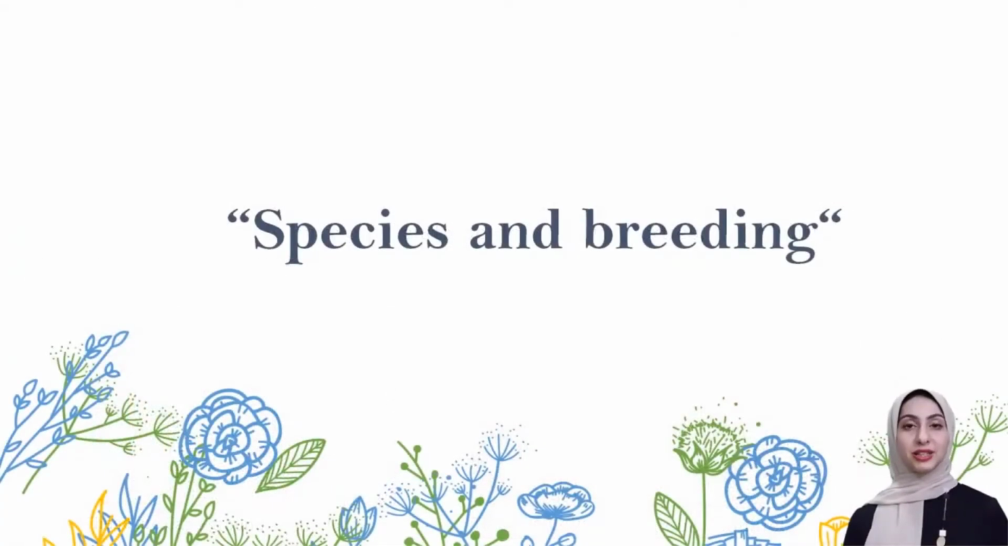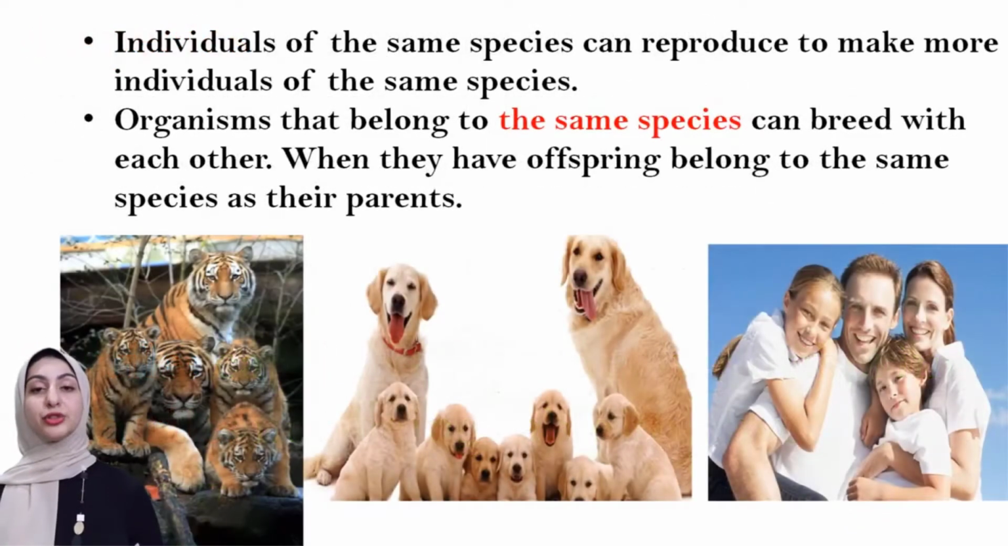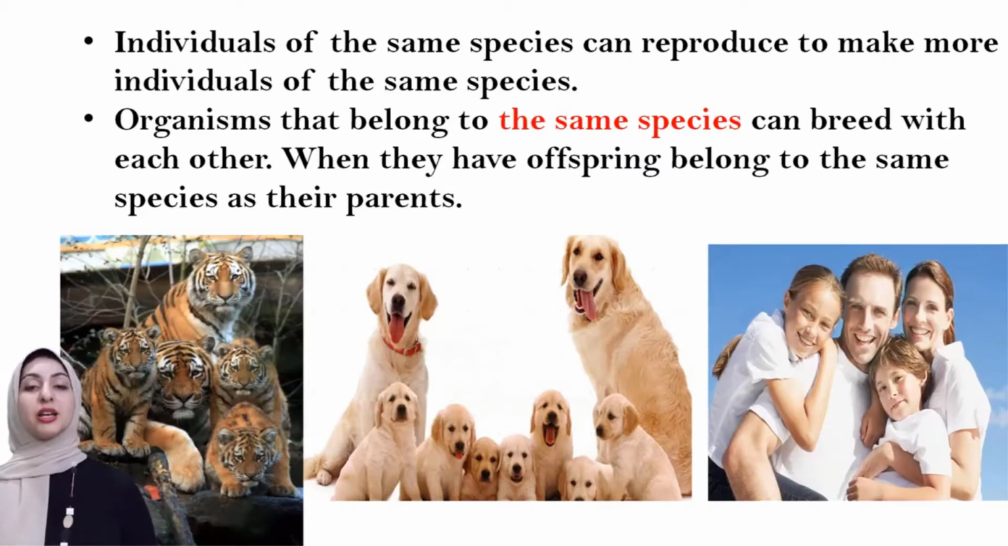Species here has another definition. It is a group of similar organisms that can breed with one another and produce fertile offspring. Fertile here means capable of producing offspring or babies, and infertile is the opposite, which means not being able to have children. So if two animals from the same species breed together, they can reproduce to bring offspring. This offspring will be fertile, so it will have more babies.